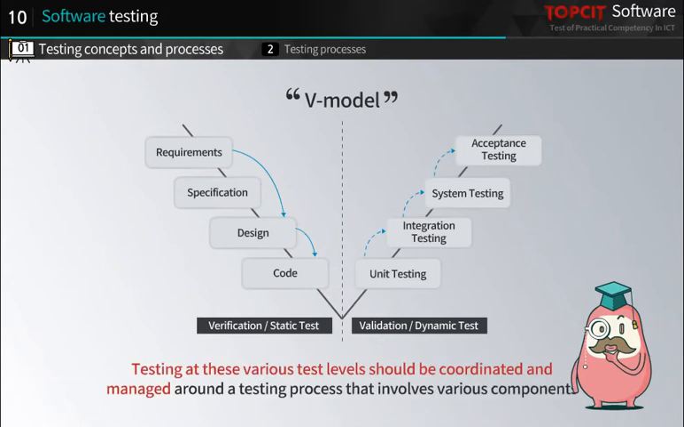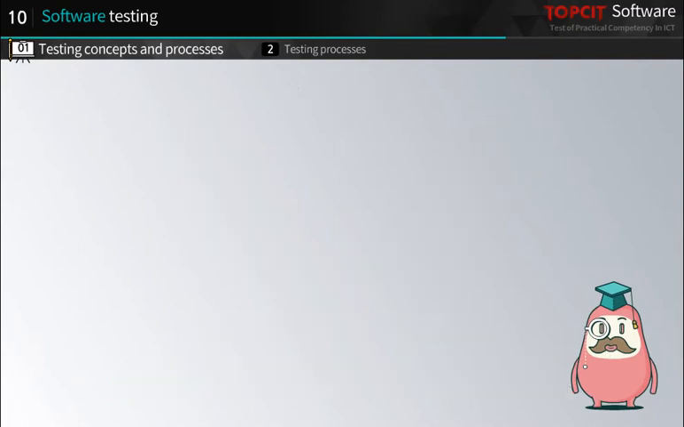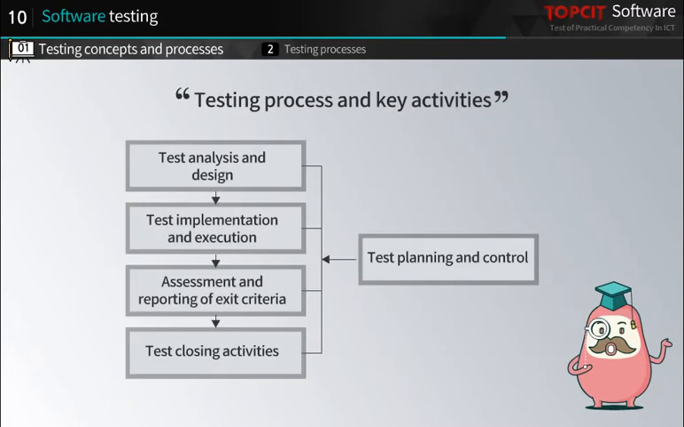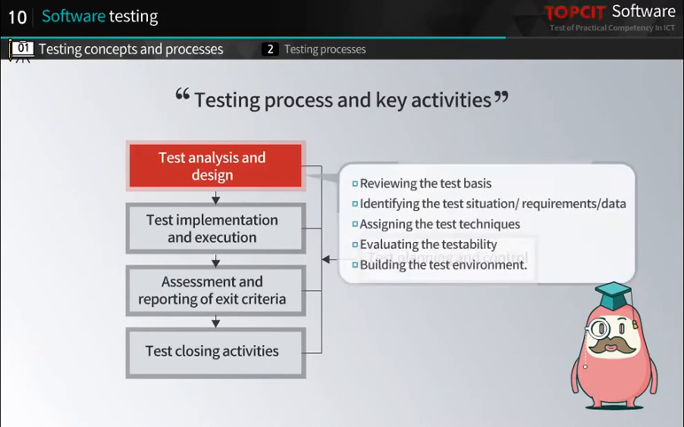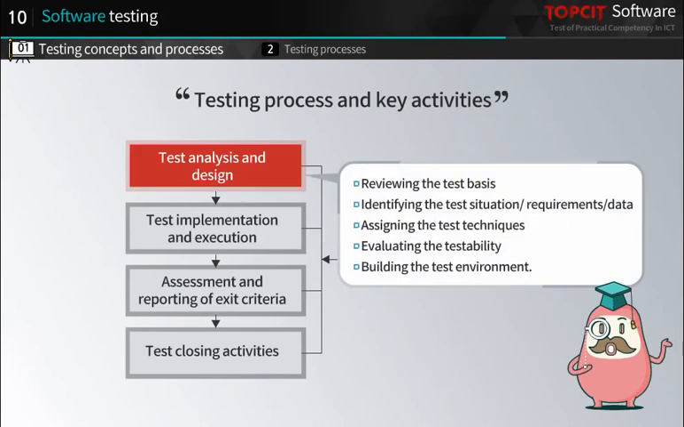Testing at these various test levels is not just about running tests to discover defects. Testing should be coordinated and managed around a testing process that involves various components. Let's look at the testing process and its key activities. In the test analysis and design phase, they consist of reviewing the test basis, identifying the test situation, requirements, data, assigning the test techniques, evaluating the testability, and building the test environment.